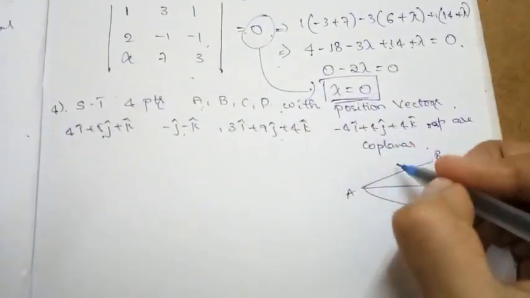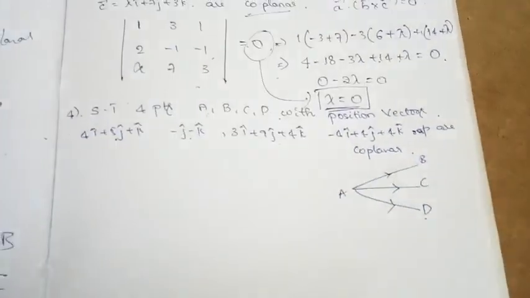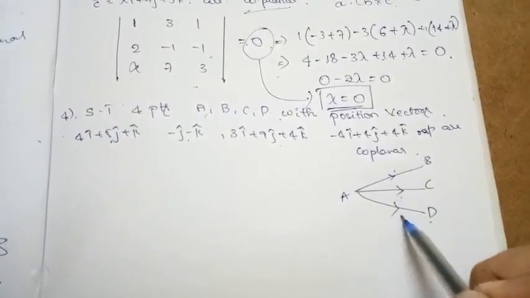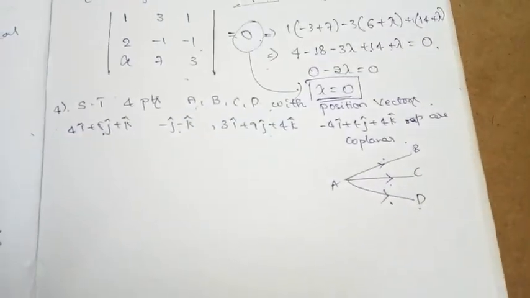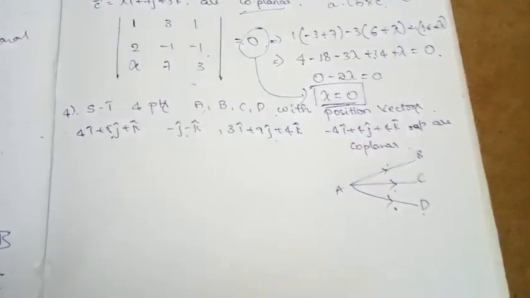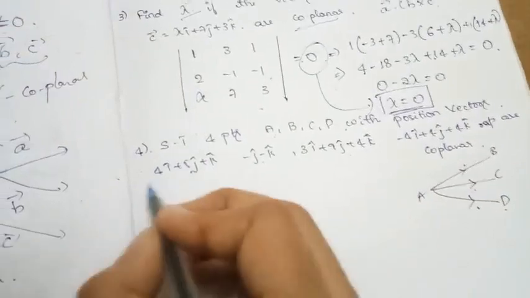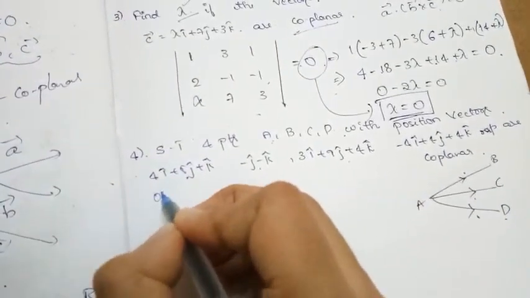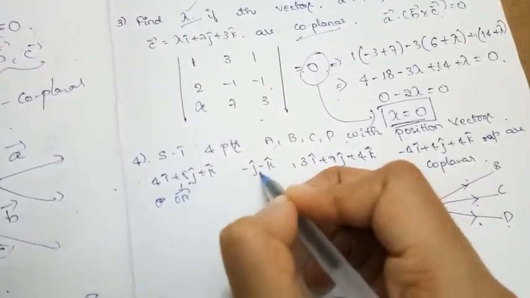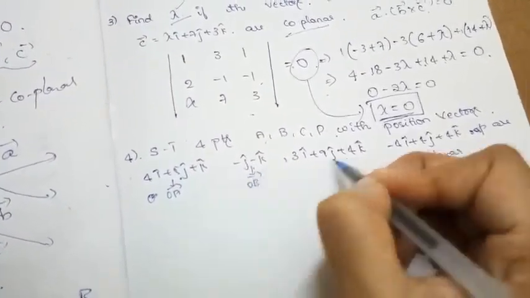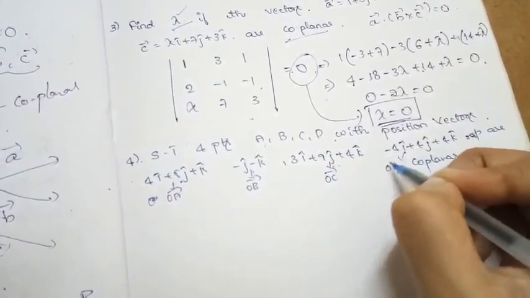They have given the position vectors of vector A, vector B, vector C, and vector D. So first we need to find vector AB, vector AC, and vector AD. Once we get these 3 vectors, with the help of these 3 vectors, we can show that these 3 vectors are coplanar. So how are we going to get them? This is nothing but our vector OA, this is nothing but vector OB, this is nothing but our vector OC, and this is nothing but our vector OD.